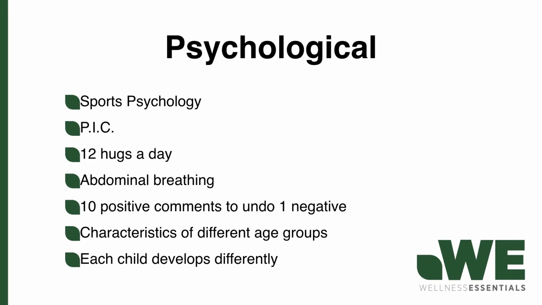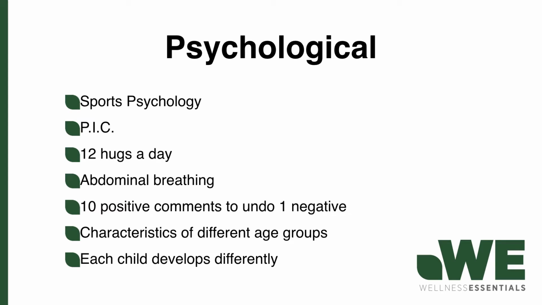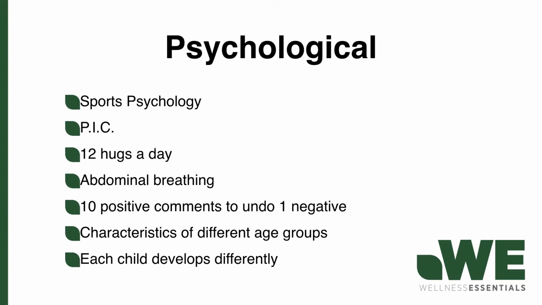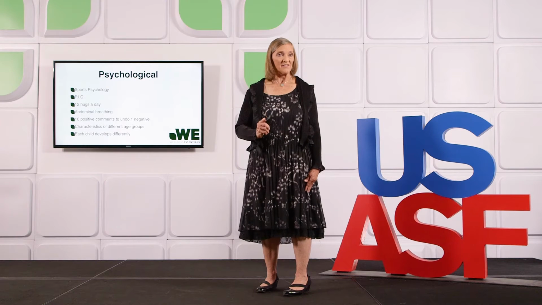The third one is 12 hugs a day makes one healthy. So we need to make sure we're giving out plenty of hugs. The fourth one is deep abdominal breathing, the belly in and belly out, which is going to psychologically keep us focused on what we're doing. The next one is 10 positive comments. It takes 10 to undo 1 negative. So be very judicious with the negative comments that you tell your athletes.